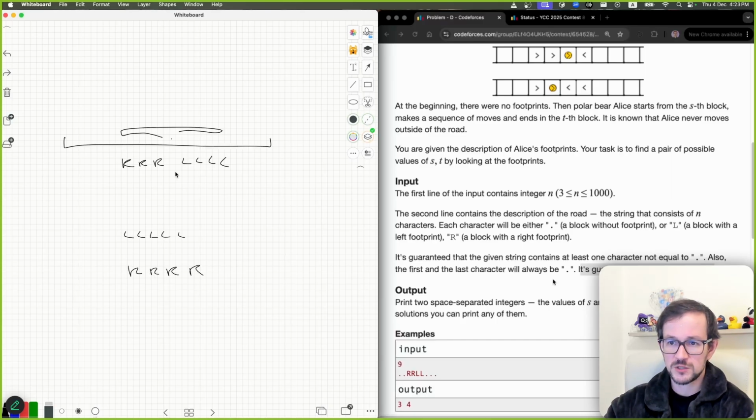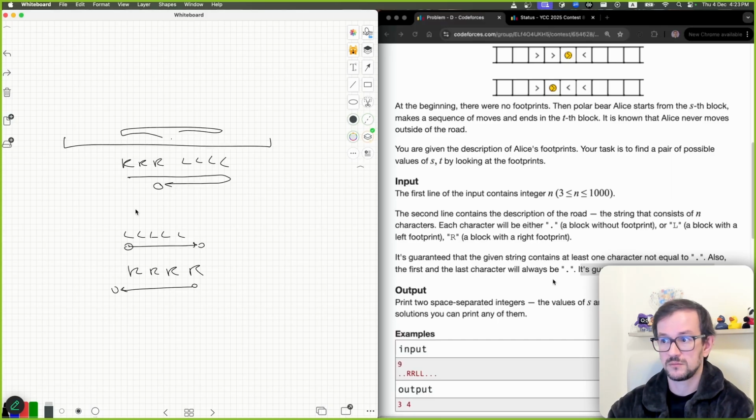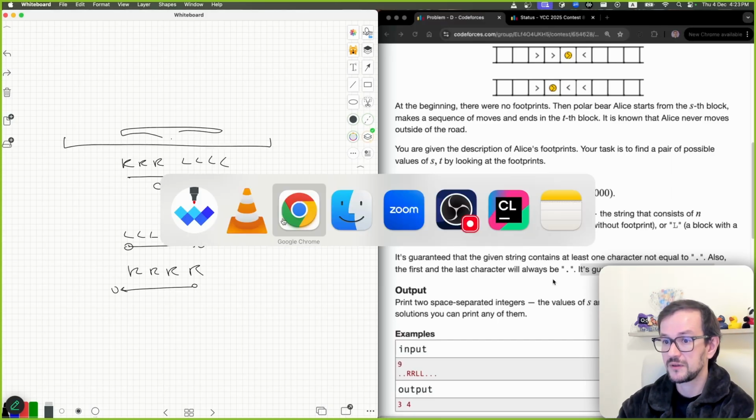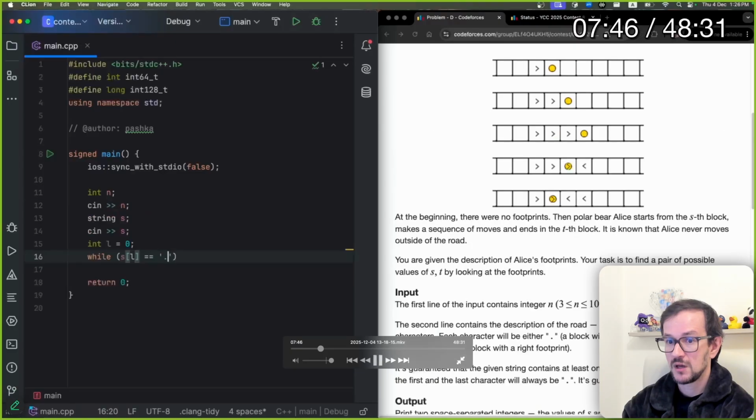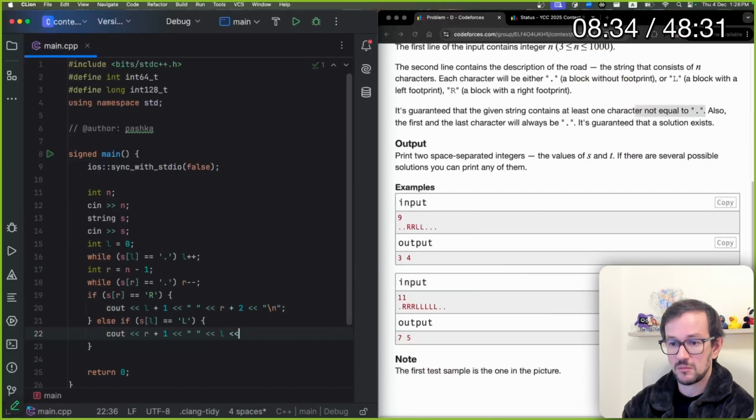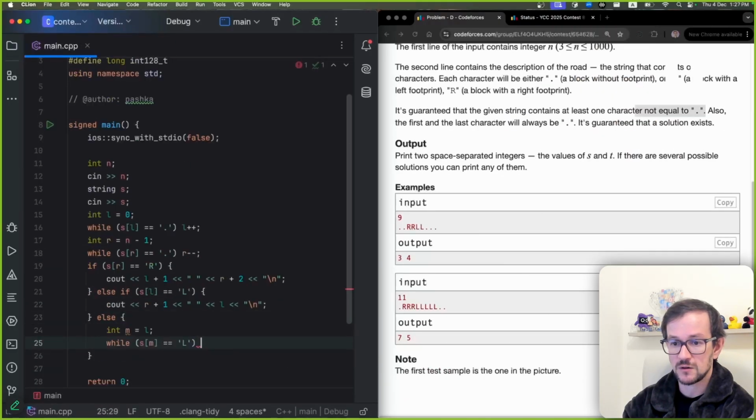If you have a picture like this, you can start anywhere actually. You can start here, then go right, then go left and finish here. Here you can just start here and move here. Here you can start here and move here. So just have these three cases and solve all of them. Nothing really interesting here actually. Maybe you can have fewer cases here.